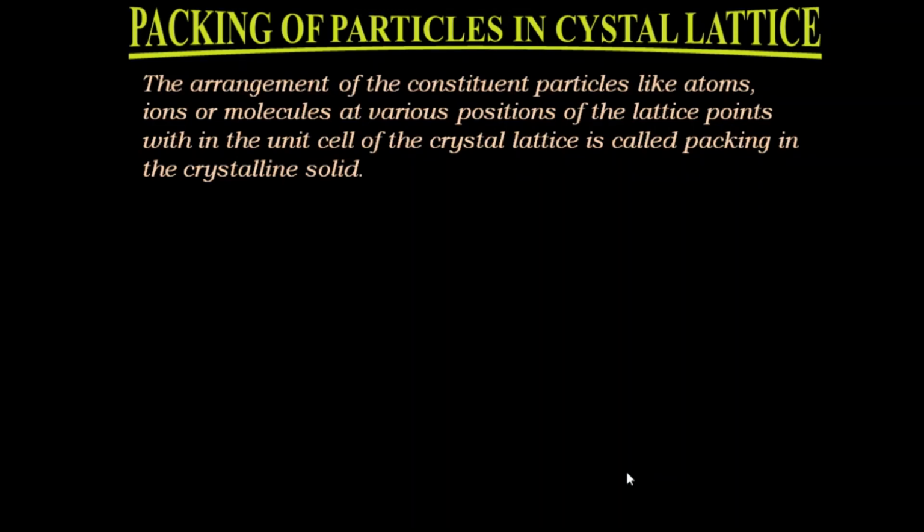Such a packing arrangement results in the maximum possible density of the crystal. Therefore, the closer the packing, the more stable the crystalline structure. That means packing results in a more compact arrangement of the particles in the crystal lattice. So here we define it: the arrangement of constituent particles like atoms, ions or molecules at various positions of the lattice points within the unit cell of the crystal lattice is called packing in a crystalline solid.